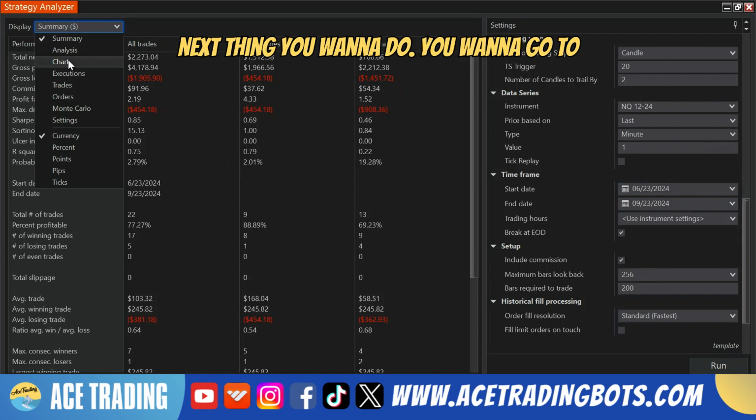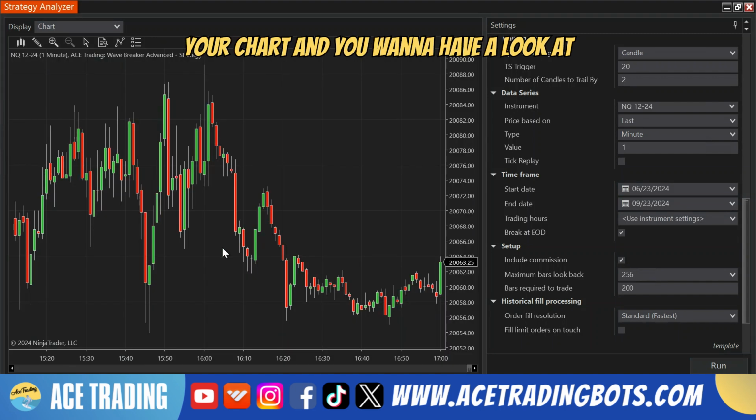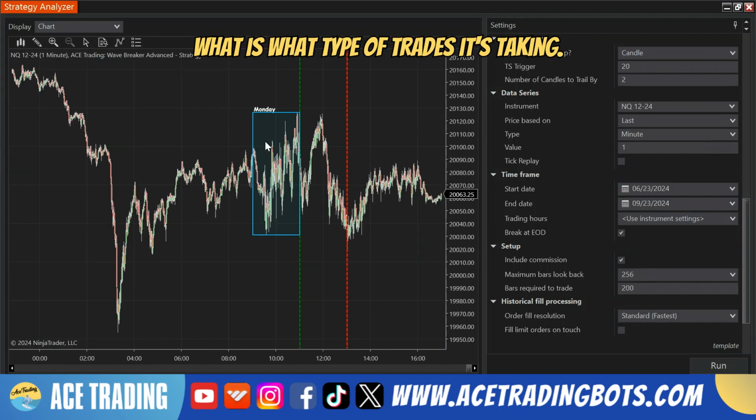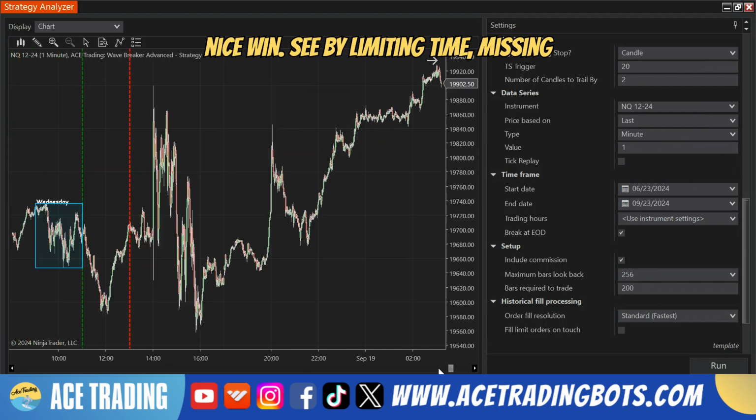Okay, but let's have a look at some of these trades. That's the next thing you want to do. You want to go to your chart and have a look at what type of trades it's taking. You can see on that particular Monday there, we missed out on that reversal because if I changed that particular time, I probably would have got a nice win there. Okay, because I'm stopping here at 1 p.m. If I'd stopped at my 4 p.m., that would have been a nice win.